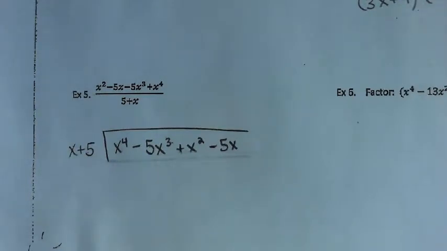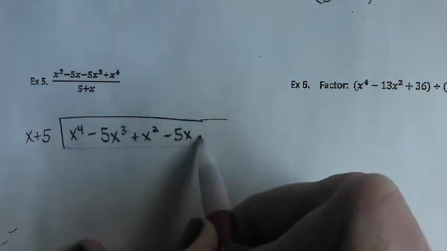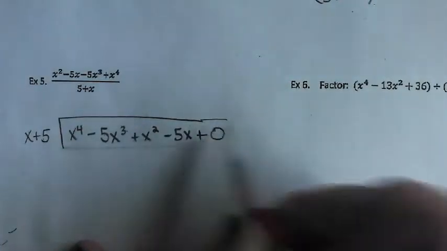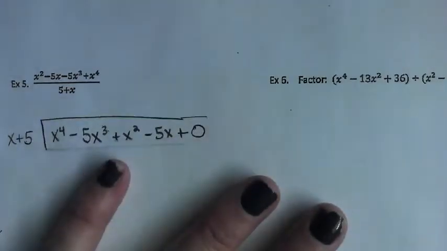Okie doke. So make sure you reorder it. And this polynomial is also missing the constant at the end, so put plus 0 to fill that in. We're not gonna do that one out.